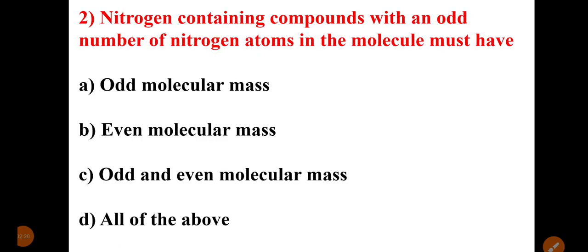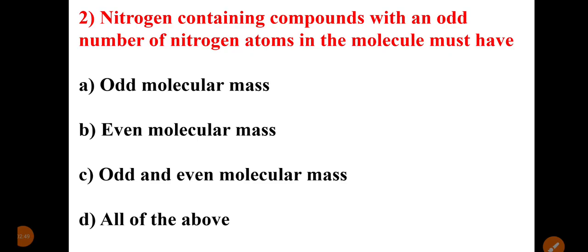Okay, the next question: a nitrogen containing compound with an odd number of nitrogen atoms in the molecule must have, right? That question is related to the nitrogen rule, a very important rule in mass spectrometry. What are the options here? The first is odd molecular mass, even molecular mass, odd and even molecular mass, and all of the above. What is the correct answer here?